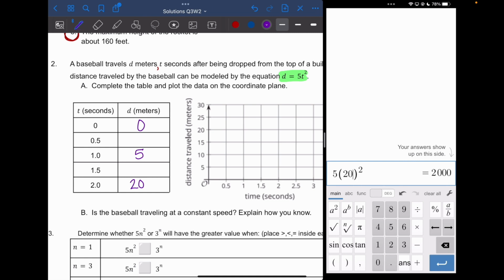0.5, not 20, 0.5. And you can see I get 1.25 for my answer here, so we're going to put 1.25. And when we put 1.5, we get 11.25. Since you'll have access to a calculator, especially for your tests, it's always okay to use a calculator here.